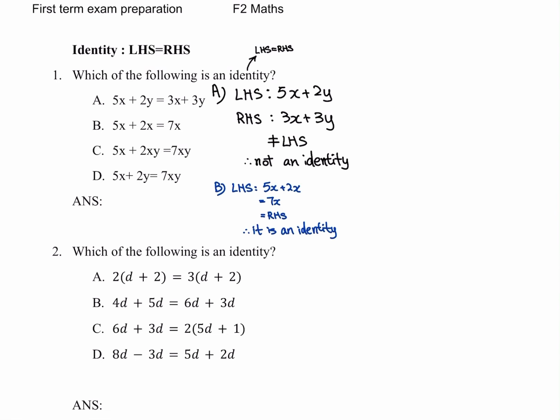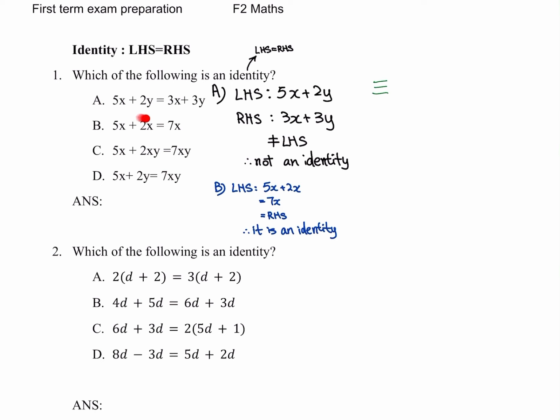Either way, you can say it's an identity. If the question already gave you two expressions with an equal sign in between, that already tells you that it's an identity. An identity refers to left hand side equals right hand side. We usually compare their coefficients. So let's get started with this question. Which of the following is an identity? Which one do you think is an identity?